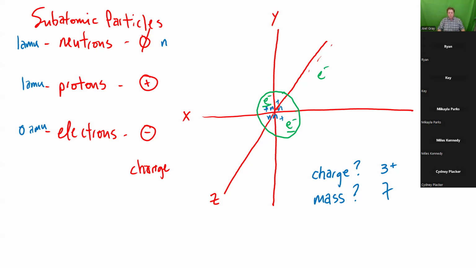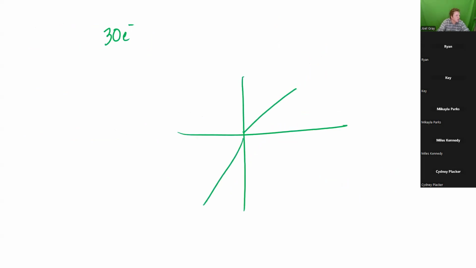So when we get into elements with, let's say, 30 electrons, we've got our Y plane, our X plane, and our Z plane. We've got our nucleus, where our protons and neutrons are, and then we've got some electrons as close as possible to the nucleus. Then we've got other electrons. These are referred to as orbitals or shells.